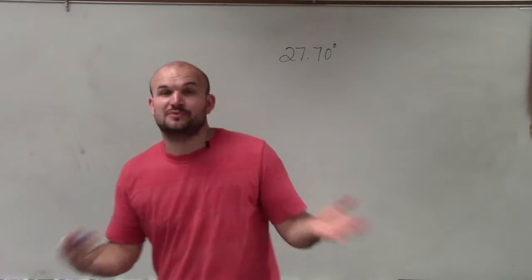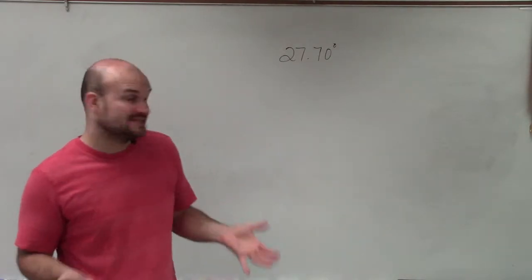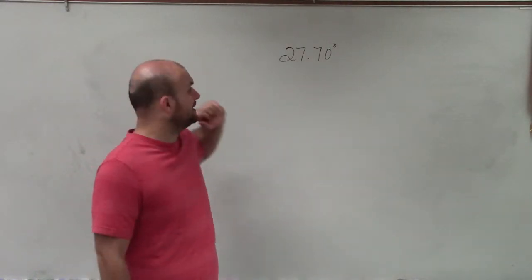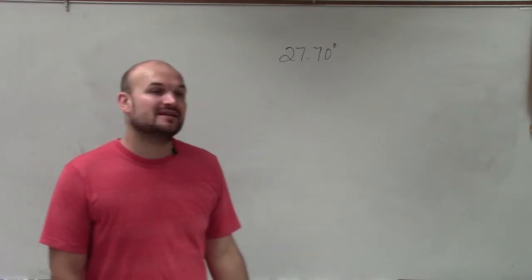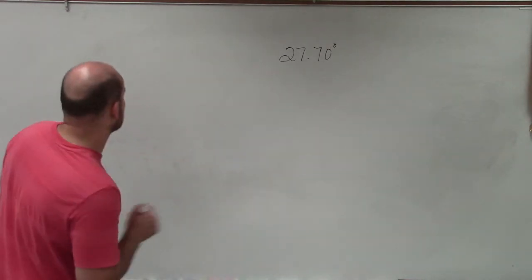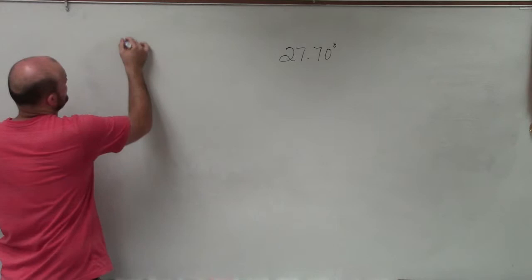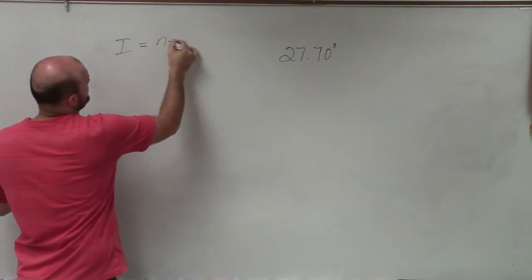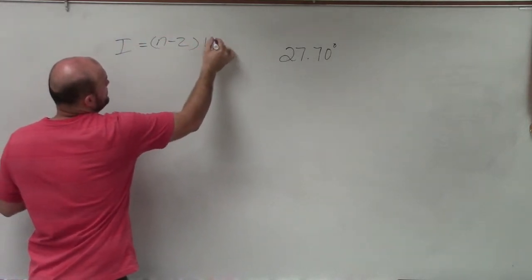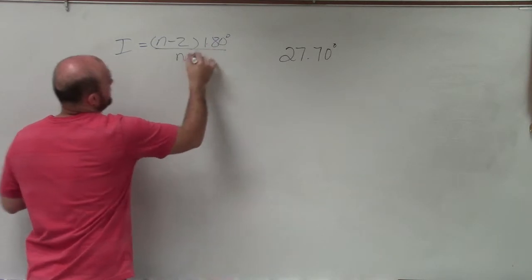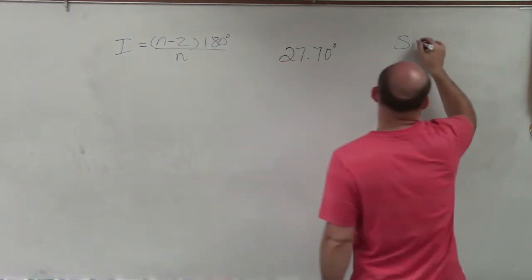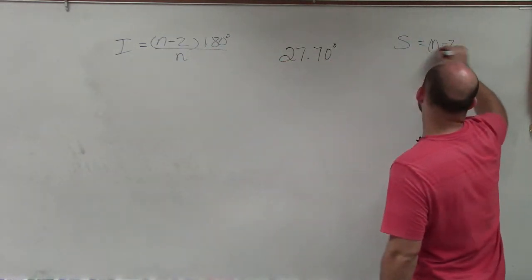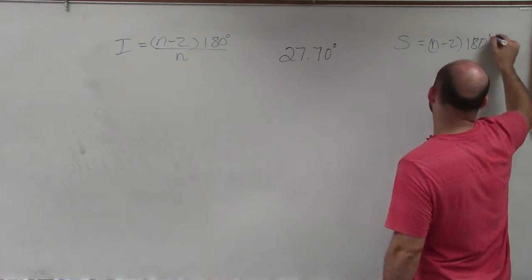Welcome. So what I'd like to do is show you how to find the sum of the measure of the interior angles if we're provided one exterior angle, which is 27.70 degrees. And so we're going to remember our two formulas that we dealt with. The measure of one interior angle is equal to the number of sides minus 2 times 180 degrees divided by n, where the sum of the interior angles is equal to n minus 2 times 180 degrees.